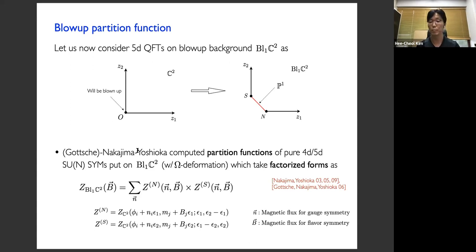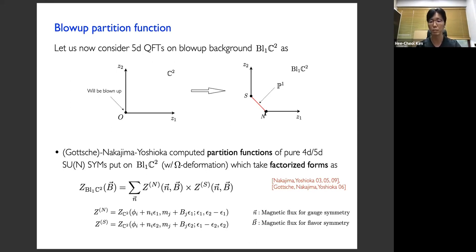Nakajima and Yoshioka actually computed the partition function on this blowup background for pure 5D and 4D SU(N) super-Yang-Mills theories. And they found that the partition function in fact takes the following factorized expression. This blowup background has 2 fixed points under the Lorentz rotations, the south pole and north pole on this P1. So after taking the localization computation, it turns out that the partition function on this blowup background is factorized into two partition functions. One is coming from the south pole and the other one is coming from the north pole.